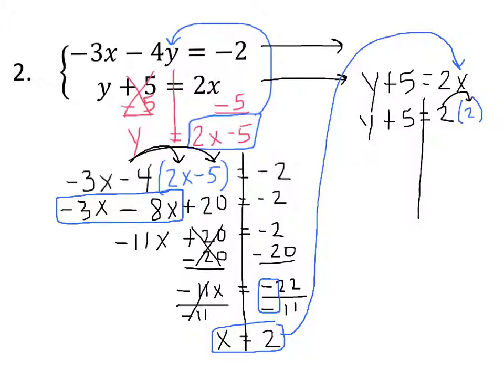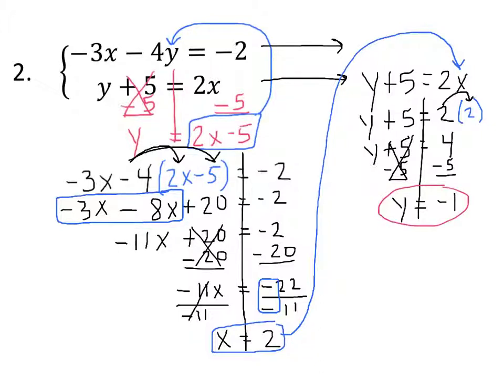2 times 2 will give us 4. Bring down your y plus 5. Then you will subtract 5 from both sides, canceling those out, leaving you with y equals, and 4 minus 5 is a negative 1.